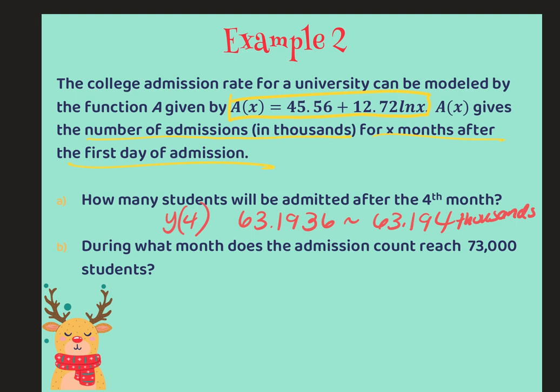B says, during what month does the admission count reach 73,000 students? So that's now my output, right? Do I put 73,000 as my Y2? Why not? And what is my output in? In thousands. So 73,000 in thousands is what? 73. So my Y2 gets 73. So my Y1 is my model. Y1 is this guy. My Y2 is 73.